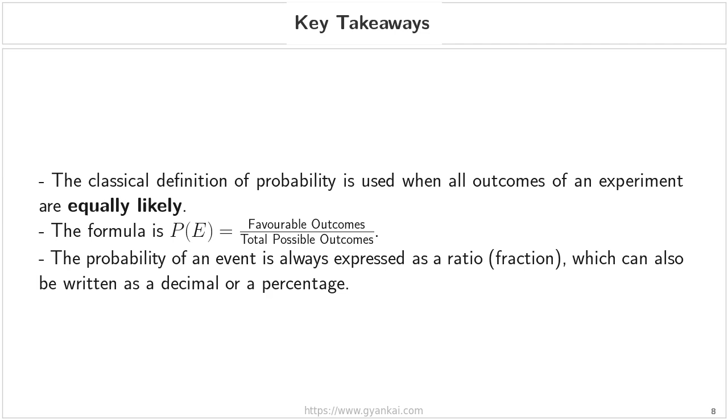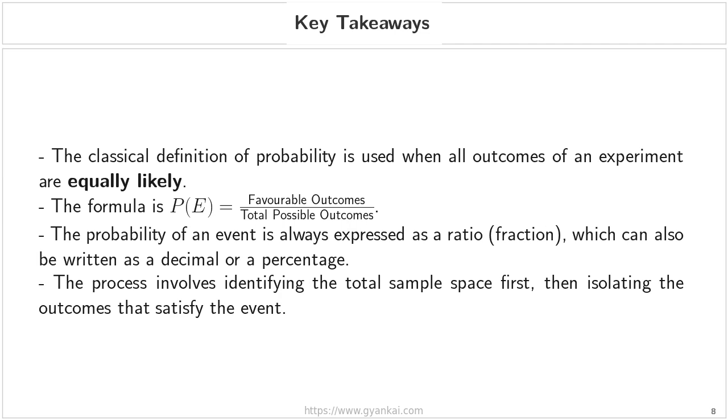Finally, if you ever feel stuck on a problem, just follow the systematic process we practiced in our examples. Always start by identifying your entire sample space, that is, every possible outcome. Once you have that total, you can then isolate and count only the specific outcomes that satisfy the conditions of your event. If you follow these steps and keep an eye out for those common pitfalls, you'll find that calculating probability becomes much more straightforward.